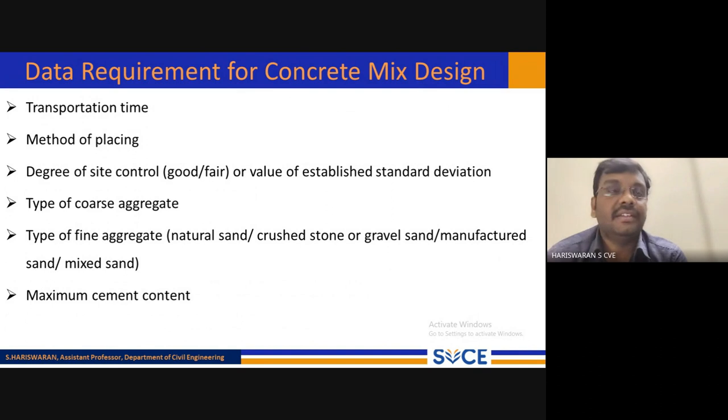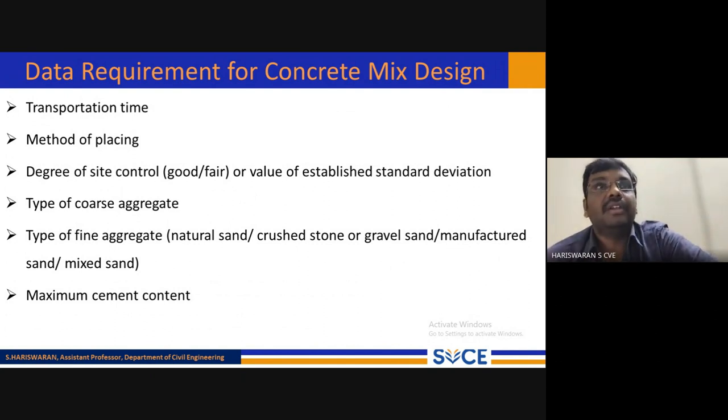If I am taking 30 samples from one load of concrete, I always expect the same strength in 30 cubes. The variation is very little, and the standard deviation is also very small. But in practice, it is not easy to achieve a lower standard deviation. If we achieve it, that means the mix is very good.